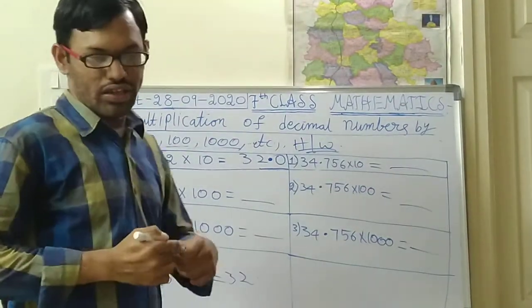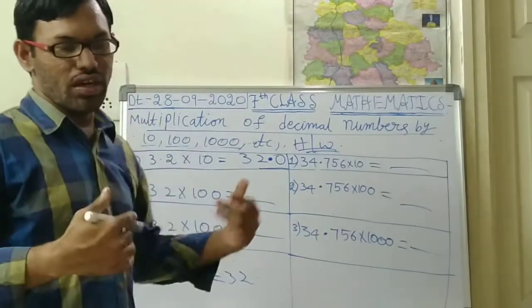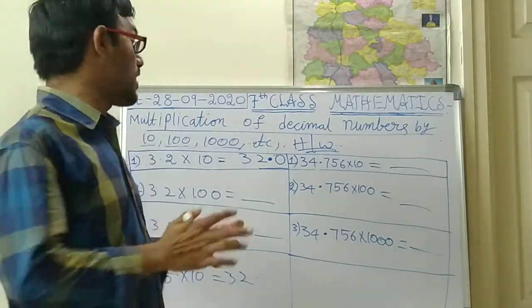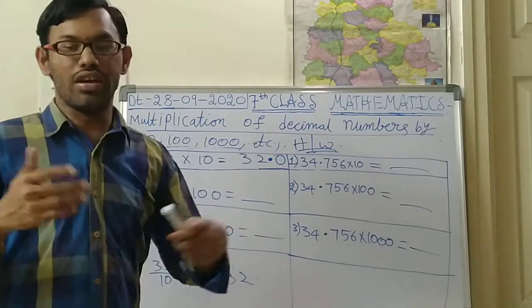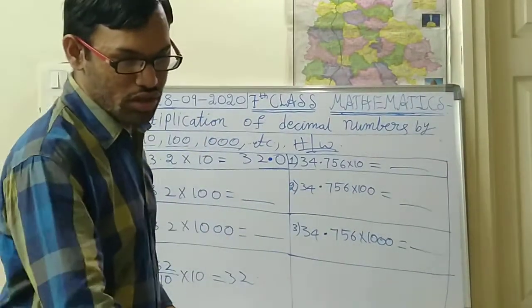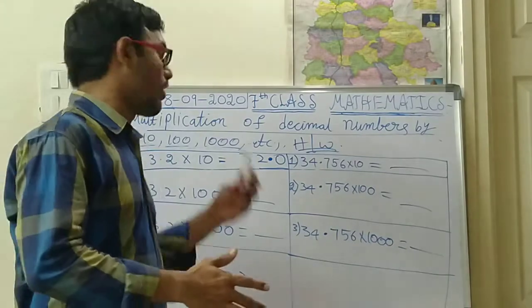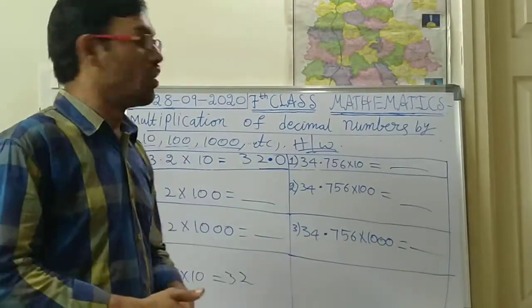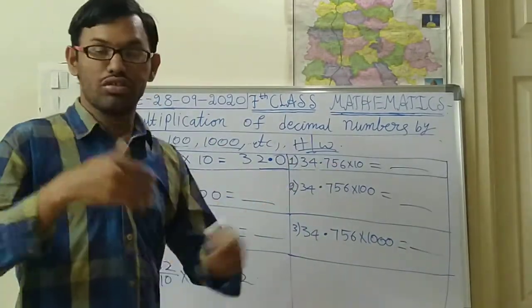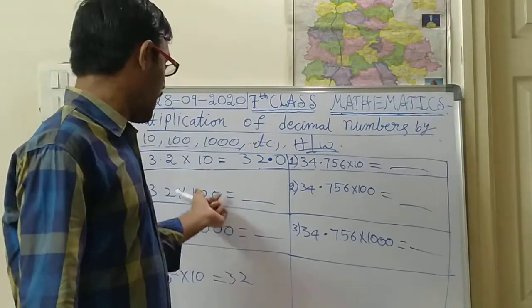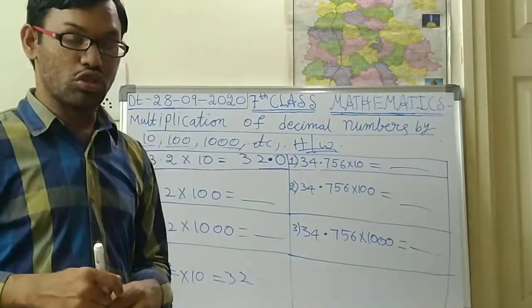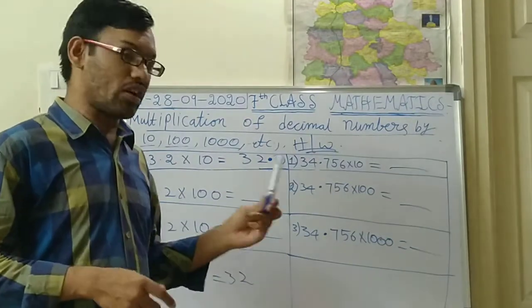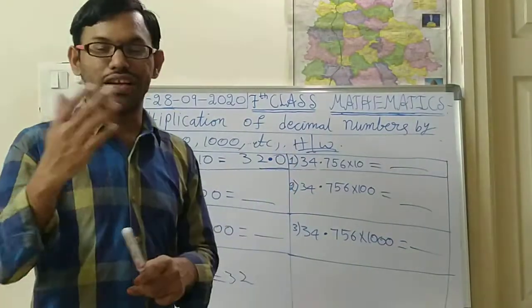In the next class we shall come up with division of decimal numbers with 10, 100 and 1000 and some more problems. Division of decimal numbers with whole numbers. Suppose 3.2 into 75, instead of 10, 100, 1000, if any other number is there, how you are supposed to do the calculation? That also we shall come up with in the next class.